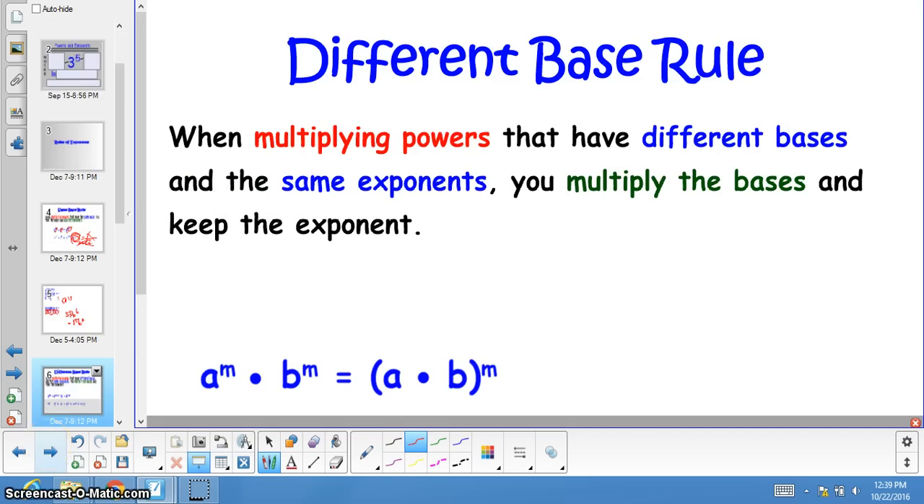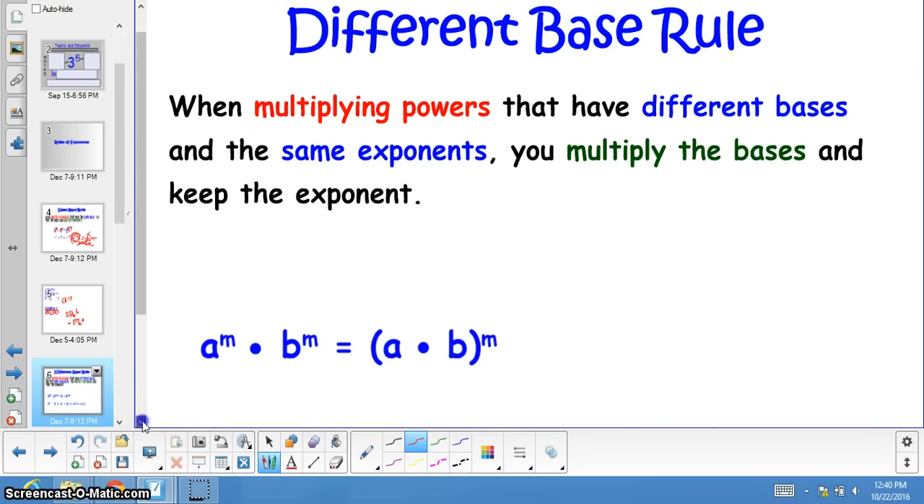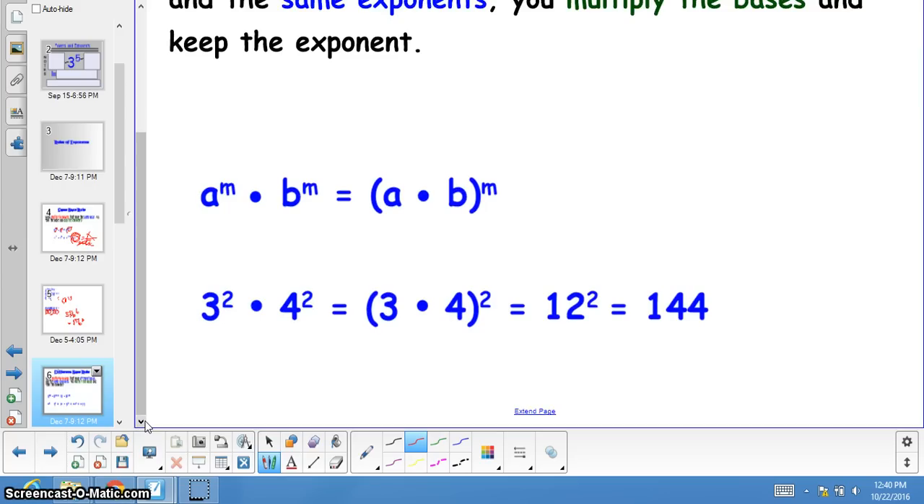Let's continue. Different base rule. When multiplying powers that have different bases and the same exponents, you multiply the bases and keep the exponent. Let's look at the example. A to the m times b to the m is nothing more than a times b to the m power. Multiply the bases, keep the exponent. Same thing here, 3 squared times 4 squared equals 3 times 4 squared, which equals 12 squared, which equals 144.